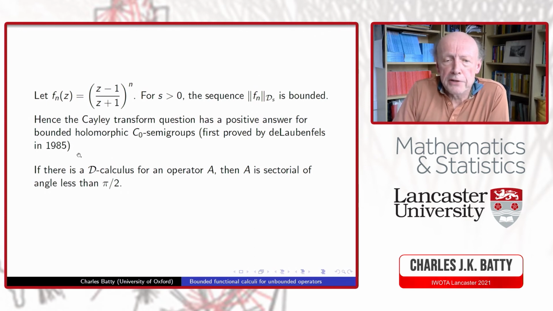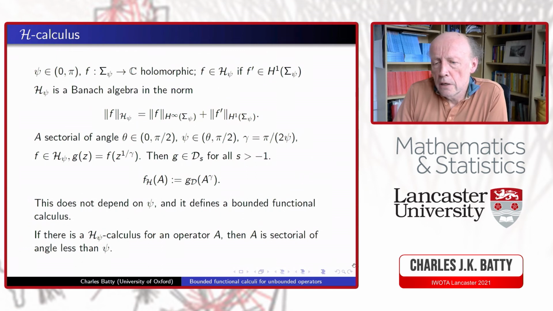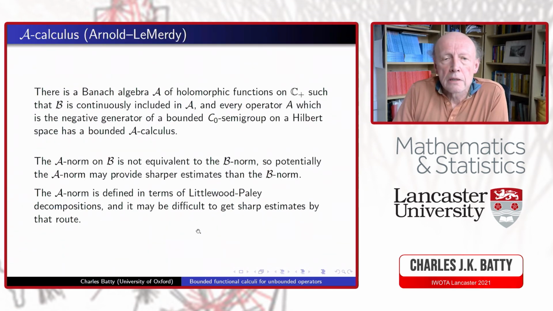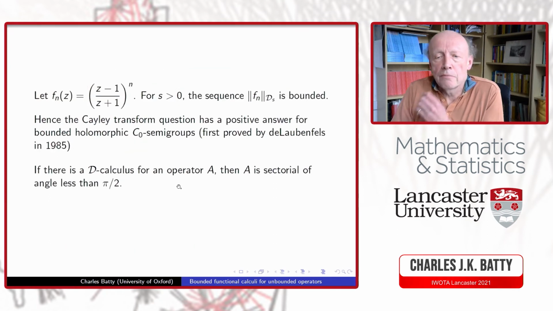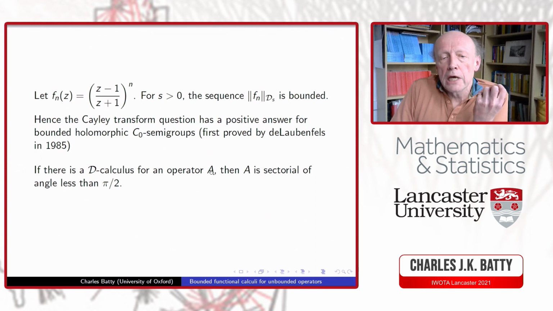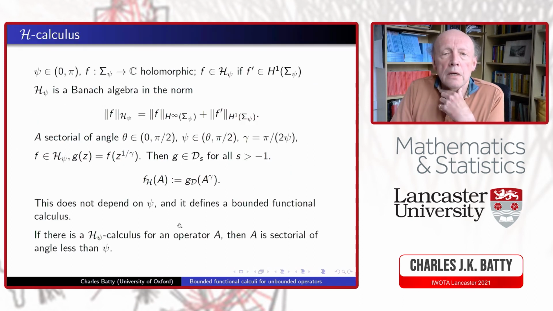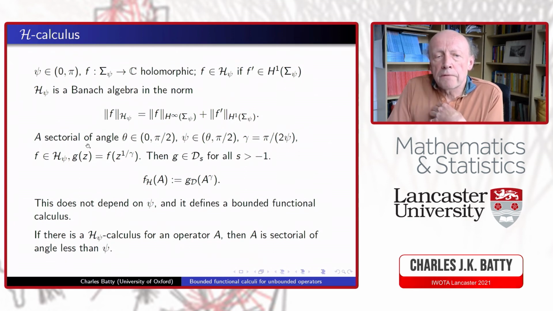Another interesting thing about the D calculus is that, if an operator A has a D calculus, then A is sectorial of angle less than pi over 2. There's another calculus also for A's sectorial of angle less than pi over 2. Here we take account of the actual angle, theta, less than pi over 2.